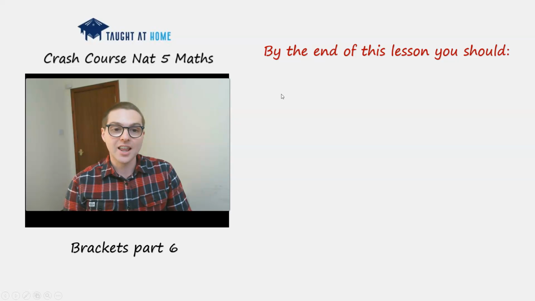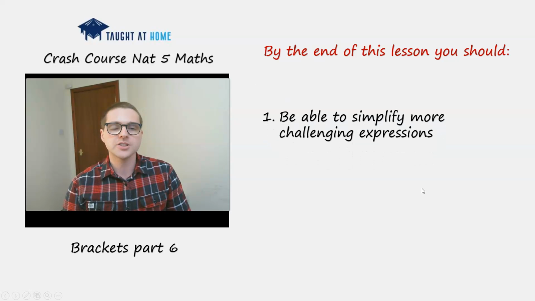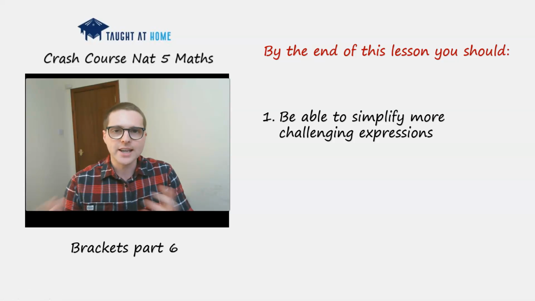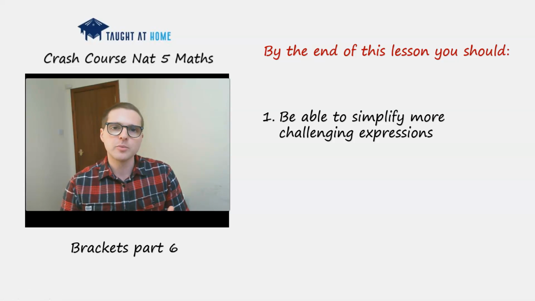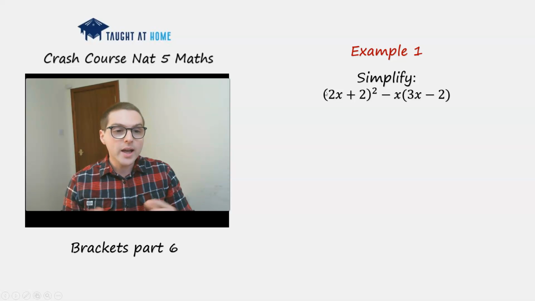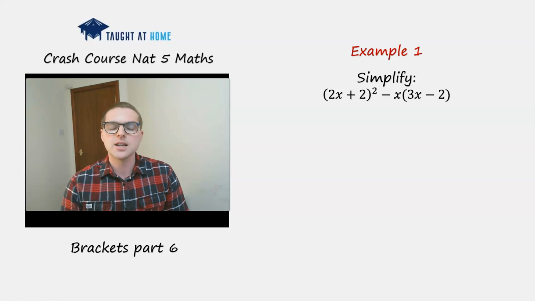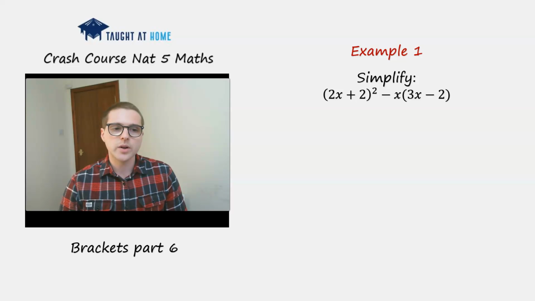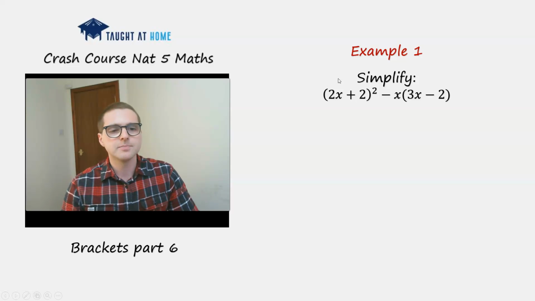Alright, so in this lesson we are going to be simplifying some more challenging examples involving all the techniques that we've done so far involving brackets. So let's have a go of the first example. We are asked to simplify (2x + 2) all squared minus x times (3x - 2). So we're going to be using the square bracket identity, and we are also going to be expanding brackets here.